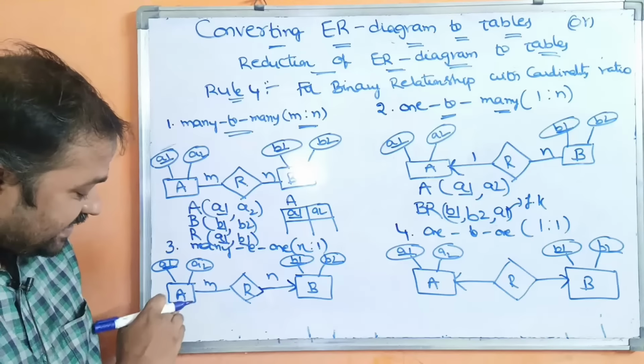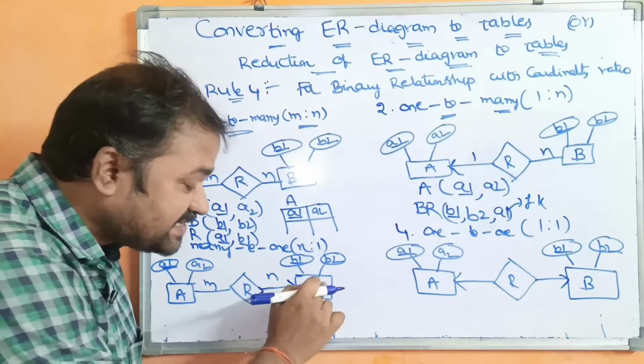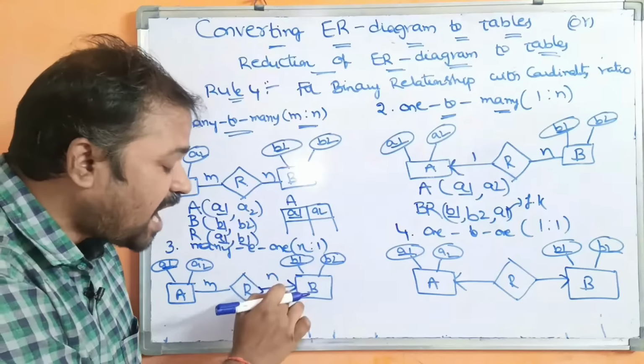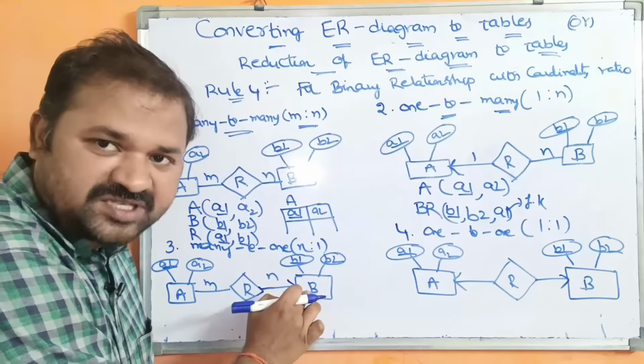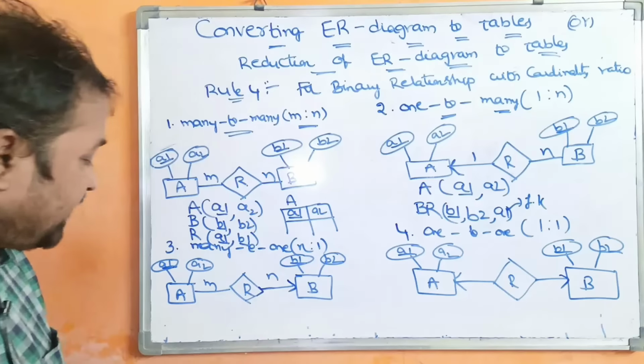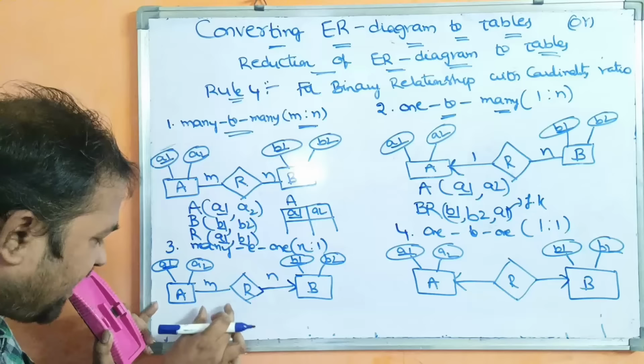So many entities of entity set A are mapped to one entity of entity set B. So 1 means the arrow will be towards that entity set only. So how many tables are required here? Many to 1. So here we have many on the left hand side.